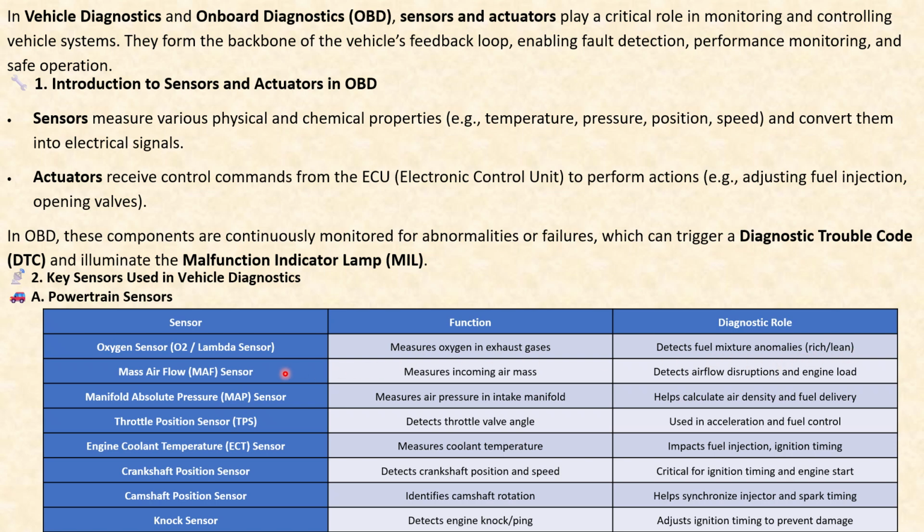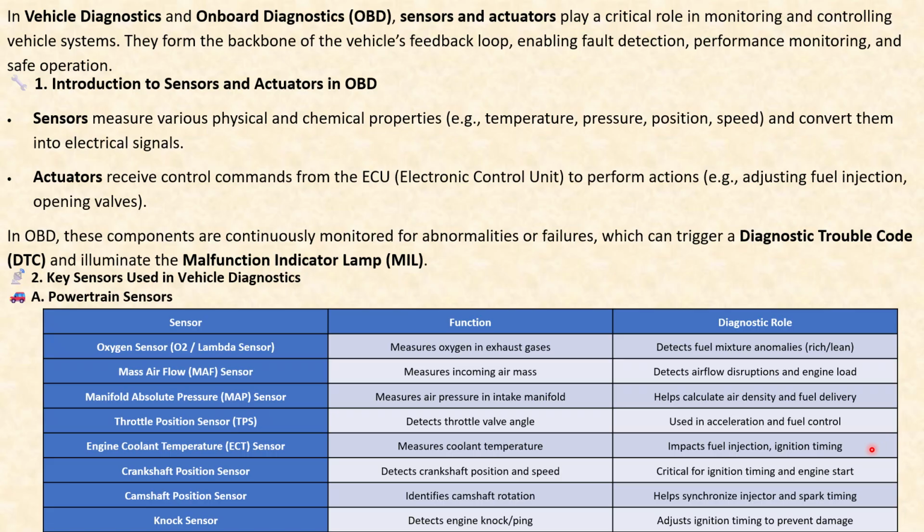Second is the mass airflow sensor, which measures incoming air mass and detects airflow disruptions and engine load. The manifold absolute pressure sensor, acronymed MAP sensor, measures air pressure inside the air intake manifold and helps calculate air density and fuel delivery. The throttle position sensor detects the throttle valve angle, used in acceleration and fuel control. This throttle position sensor is extremely important. Now the engine coolant temperature, ECT sensor, measures the coolant temperature and impacts fuel injection and ignition timing.